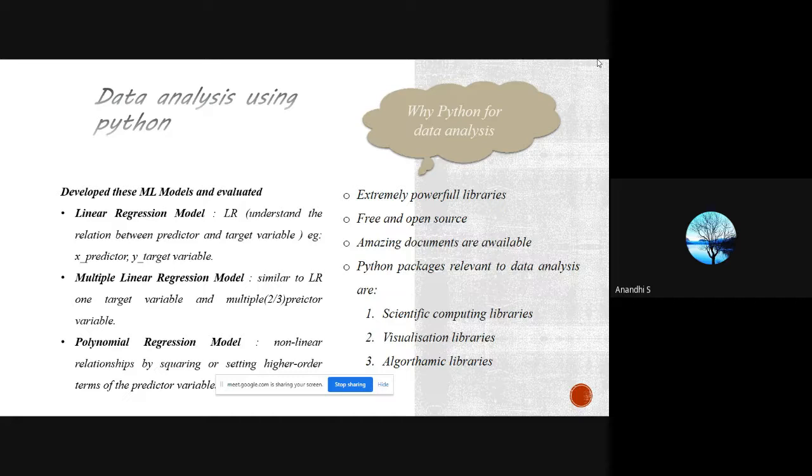These are the three different models I have developed: a linear regression model, a multiple linear regression model, and a polynomial regression model.